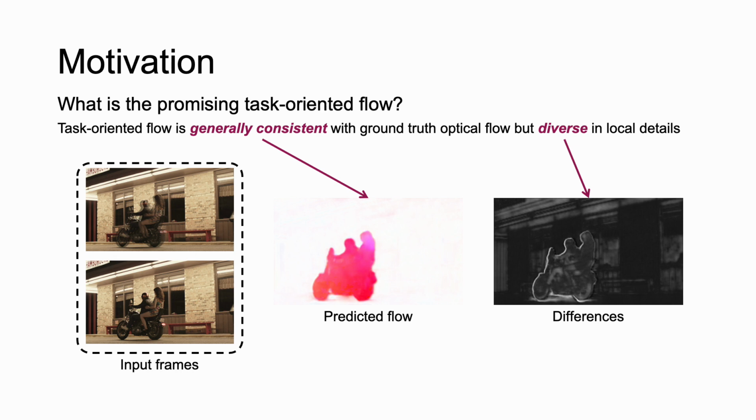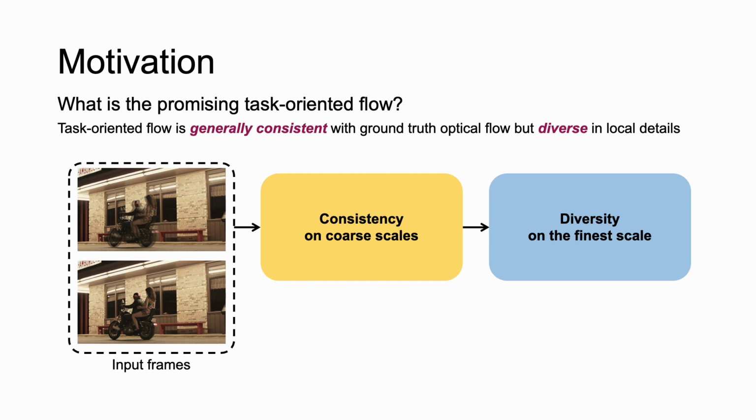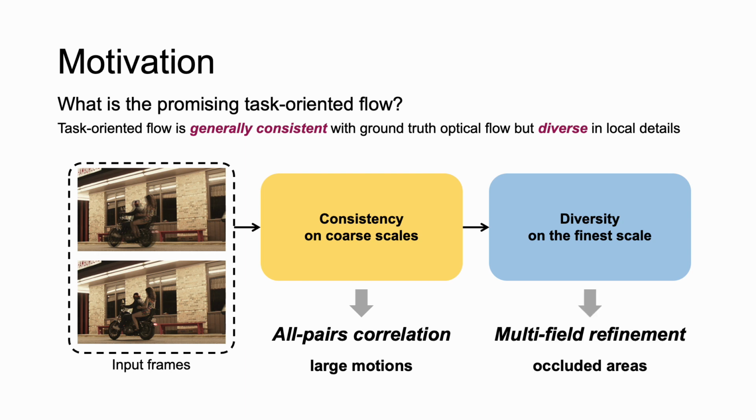As stated in previous work, task-oriented flow is generally consistent with ground truth optical flow but diverges in local details. Hence, the entire network design follows the characteristics of task-oriented flow. We aim to maintain the consistency of optical flow on coarse scales and improve diversity on the finest scale. We thus involve two essential designs to achieve this goal. The first is all-pairs correlation for handling large motions, and the second is multi-field refinement, which is responsible for solving the flow ambiguity in occluded areas.